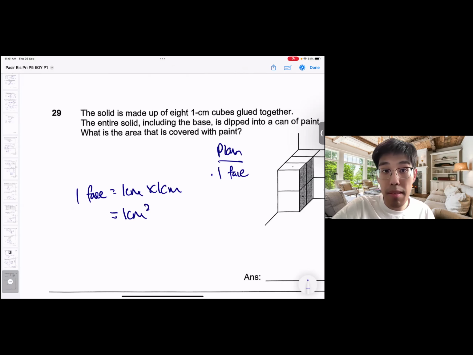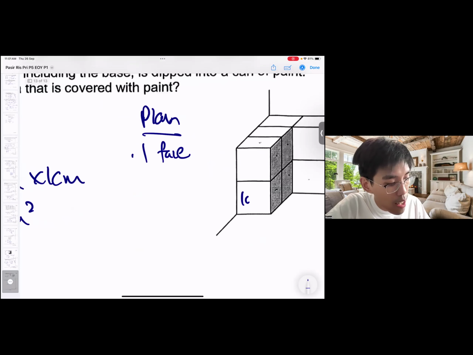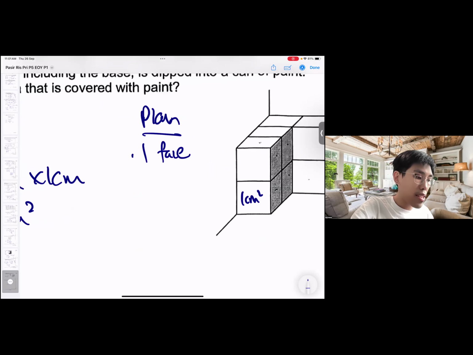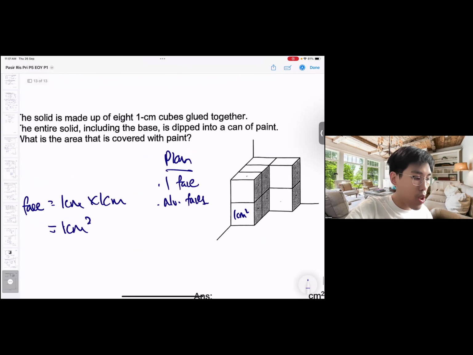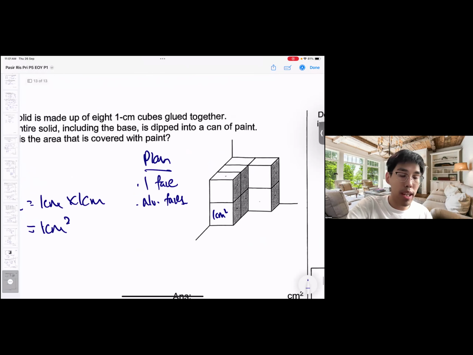Why is this important? Because sometimes they tell you 2 cm cubes, or 3 cm cubes, then we need to do something extra first. So we just need to standardize that we are very clear that one side is actually 1 cm squared. Then what's next? We need to count the number of faces. Normally for counting of solids, I look at each of the 6 orientations: front, back, left, right, top, bottom. When I count like that, I make sure that I covered all ends, and it's easier for me to visualize.